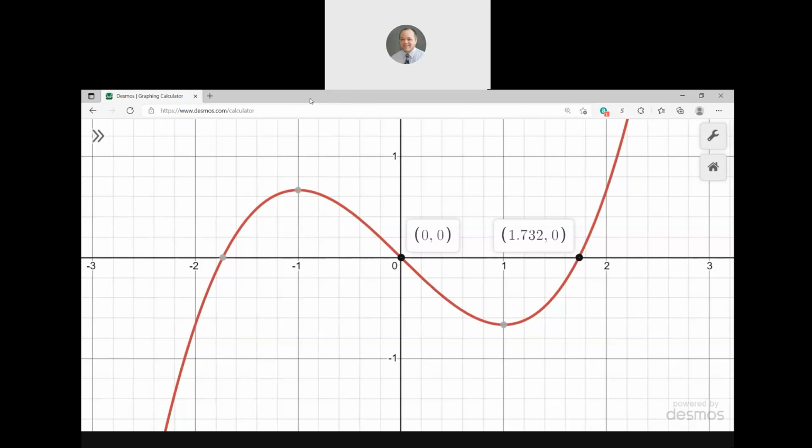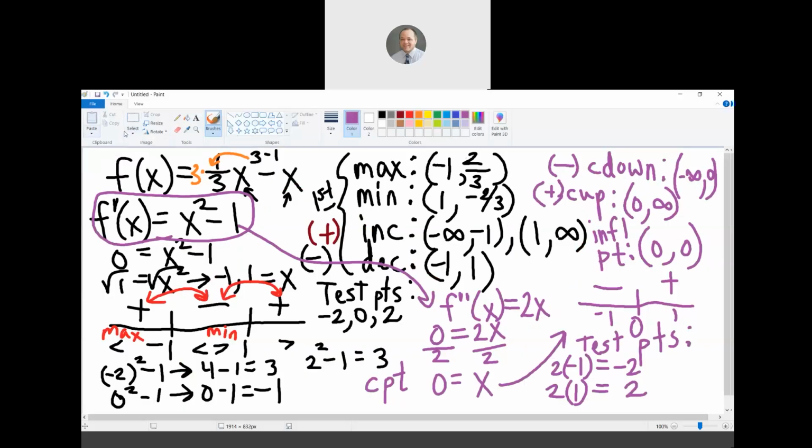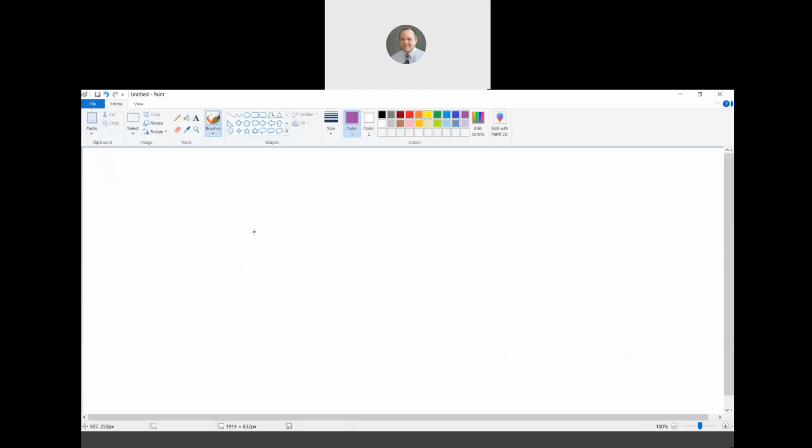All right, let's look at another problem, in which we are finding a whole bunch of information. Given f of x equal to x to the 4th power minus 4x cubed, we need to use the first and second derivative test to find all the characteristics of our function's graph.